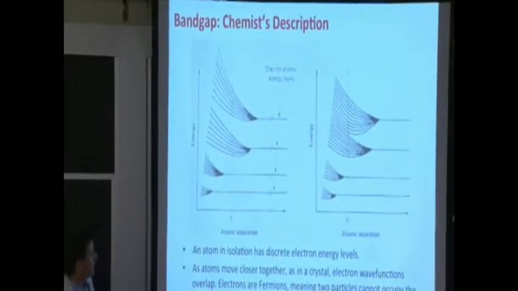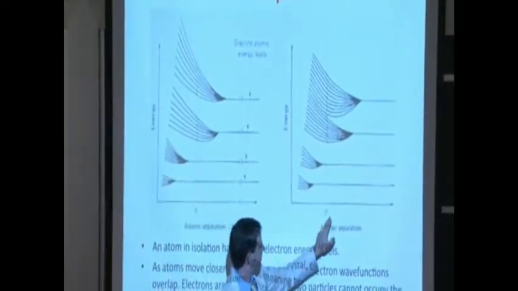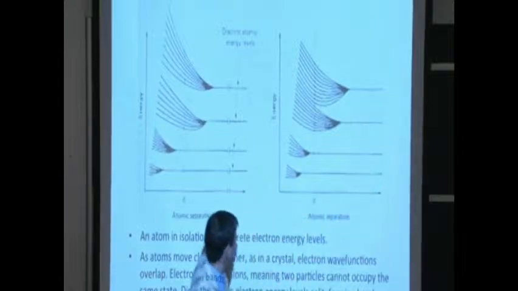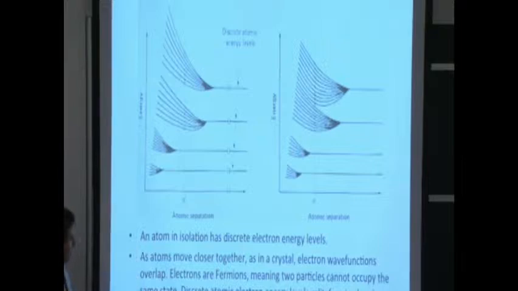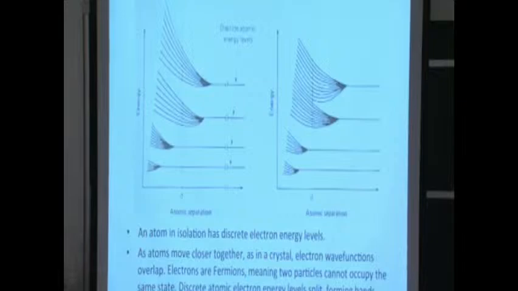An atom in isolation has discrete electron energy levels. And on this diagram right here, it's represented with this D, the atomic separation, being way out here. We have discrete energy levels. And that we can remember from our basic physics, especially the hydrogen atom. As atoms move closer together, as in a crystal, where you have a regularly repeating arrangement of atoms, the electron wave functions begin overlapping. And since electrons are fermions, meaning that 2 electrons can't occupy the same state, you have a splitting of those energy levels, forming bands.